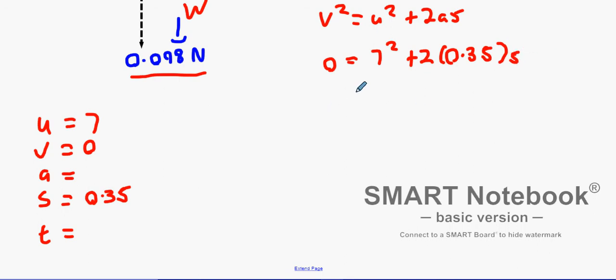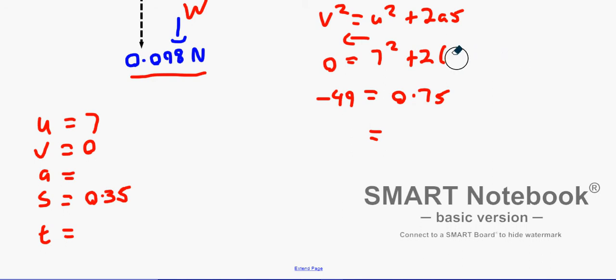So we're going to bring the 7 squared over here, so it's going to be minus 49 equals 7 times s, and then s, oh sorry, I'm getting a and s mixed up here. It's 2a times 0.35, because s is 0.35, so it's 0.7 times a, my fault, and then 49 divided by 0.7. So your acceleration is minus 70 meters per second squared.